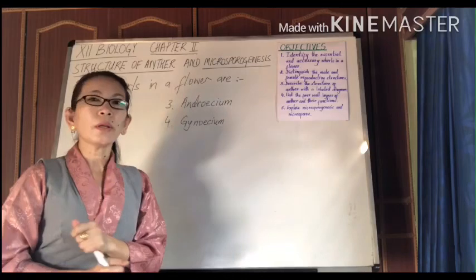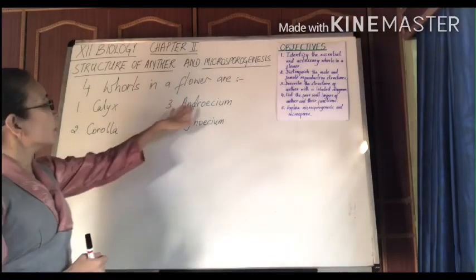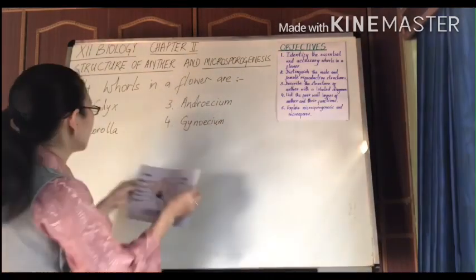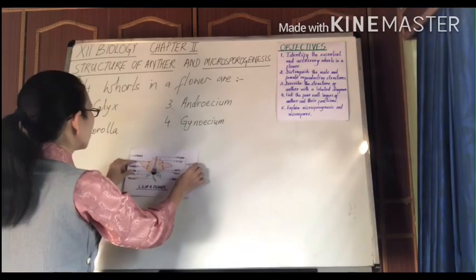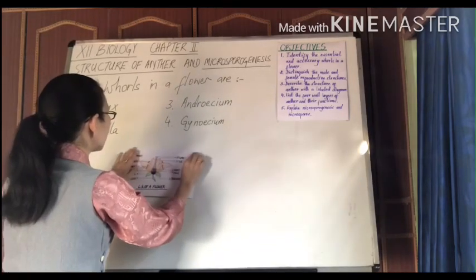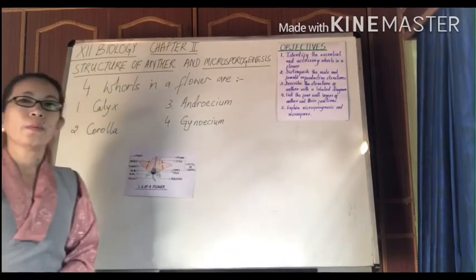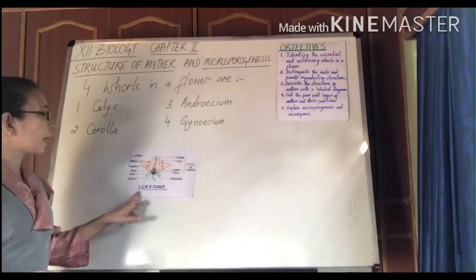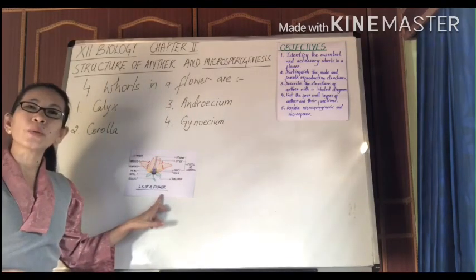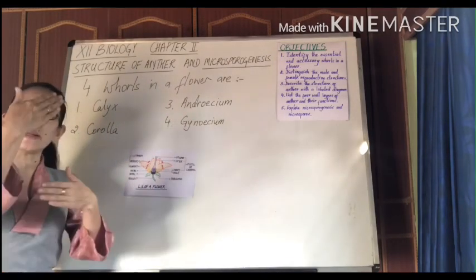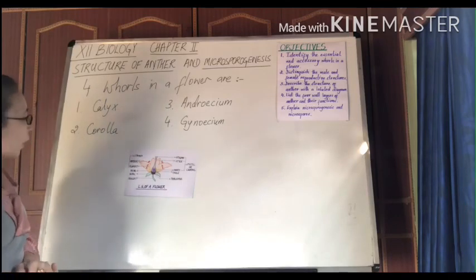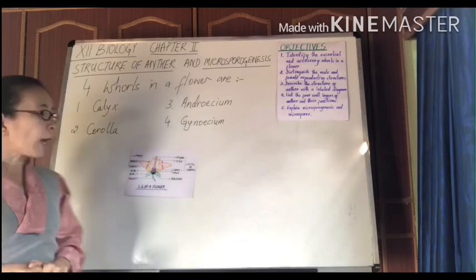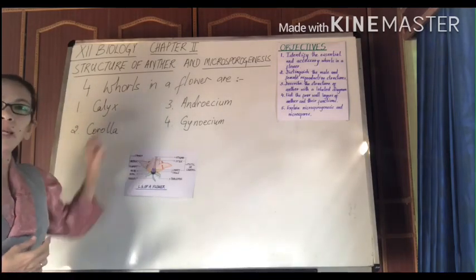Okay, so if we have to understand these 4 walls in a flower, let me use this pre-drawn flower. Let's look up here at my pre-drawn flower, and this is an LS of a flower. LS, which means to say it is a longitudinal section. Right? So, in a flower, as I said, we have 4 walls, right? And the outermost wall is calyx.